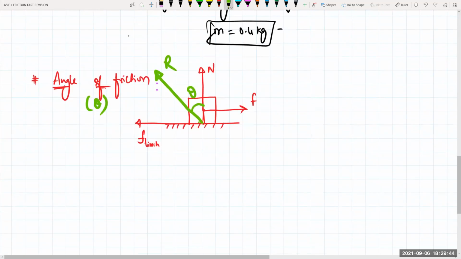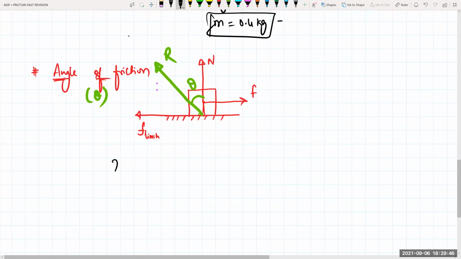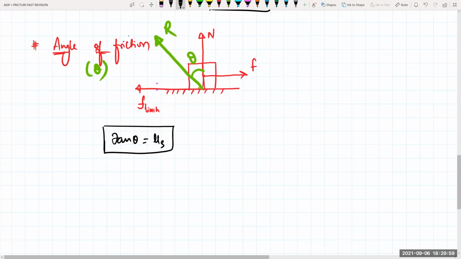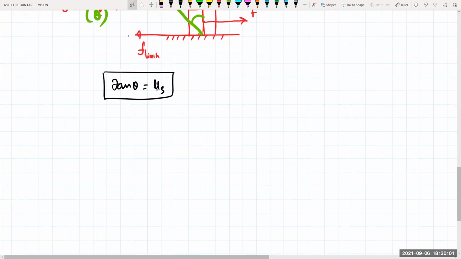So tan theta will be equal to, I'm not deriving the relation here, remember the formula: tan theta equals mu into S. This is the formula you need to remember. So tan of the angle of friction will be equal to mu static. For a smooth surface, the friction will be equal to zero. The next one is one more very important term, angle of repose.